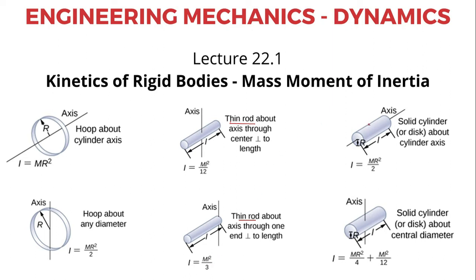Now, in case of a solid cylinder or it can be a disc, if you want to find the moment of inertia with respect to the axis that passes through the center here as such, then the corresponding moment of inertia is mr square by 2 for a thick solid cylinder. Now for the same case, in case you are finding the moment of inertia with respect to the central diameter, okay, in that case the corresponding equation is mr square by 4 plus ml square by 12.